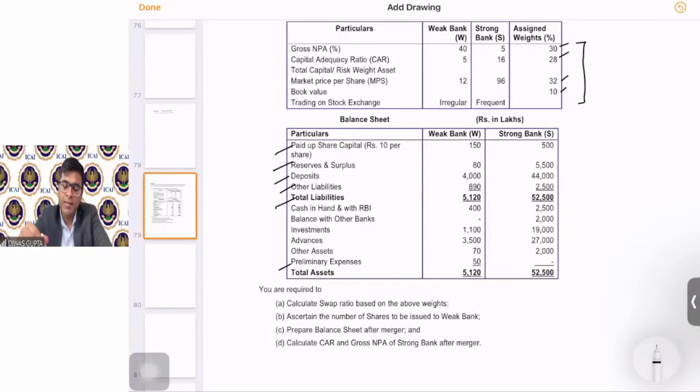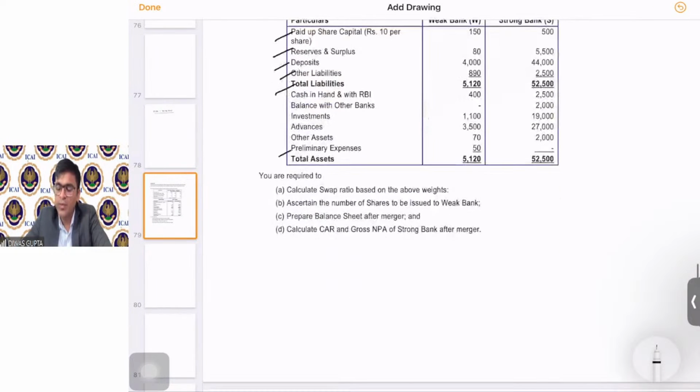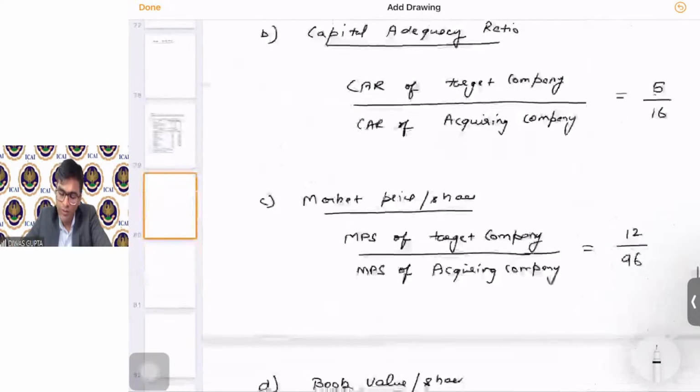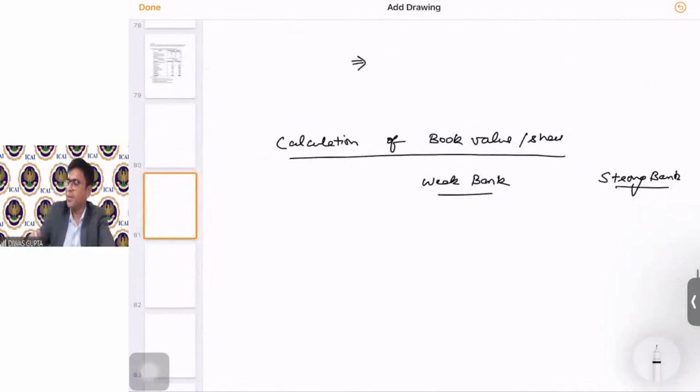So what happens? Preliminary expenses are deemed to be a debit balance in the reserves and surplus, right? Because there is nothing called preliminary expenses that is allowed to be carried forward in the balance sheet. Whatever they have given to us, we have to just reduce it from the paid up share capital and reserves and surplus to arrive at the book value, students. Okay.